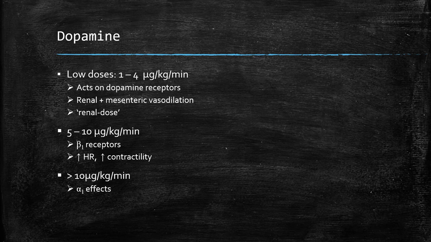At doses between 5 to 10 mics per kilogram per minute, dopamine acts on the beta-1 receptors, and this will lead to increased heart rate and increased myocardial contractility. At doses greater than 10 mics per kilogram per minute, dopamine has predominantly alpha-1 effects. Again, when I was training, we used dopamine very routinely as our first-line drug for treating septic shock.